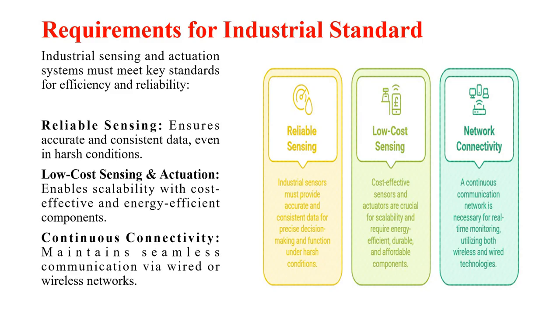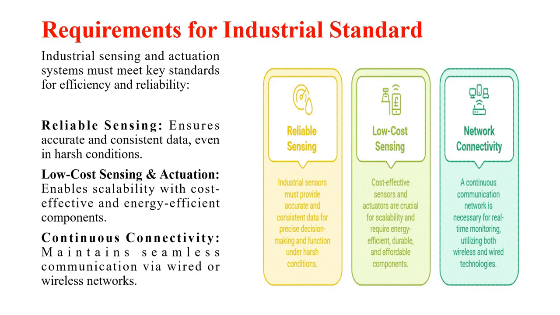Now we will see what are the requirements for industrial standards in sensing and actuation. In order to ensure the efficiency and reliability in industrial environments, sensing and actuation systems must meet certain industrial standards. These standards focus on accuracy, cost effectiveness, and seamless connectivity in order to maintain optimal operations.